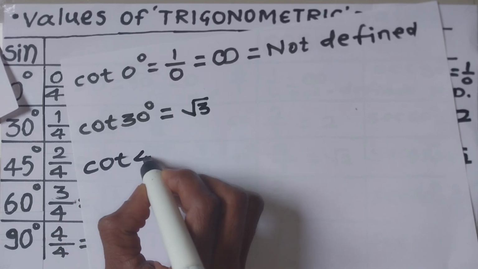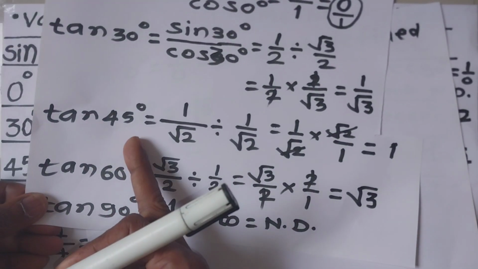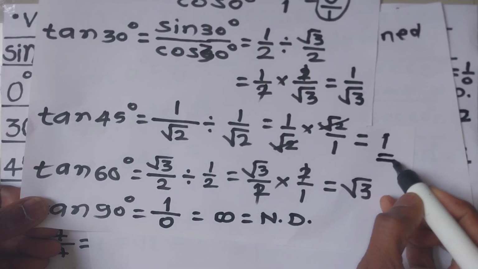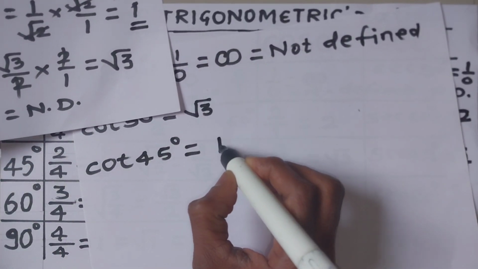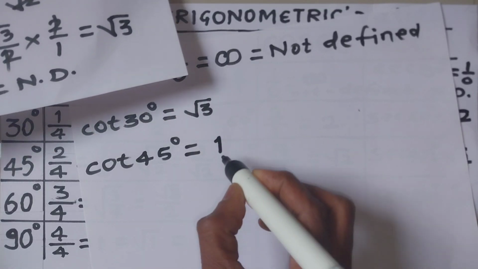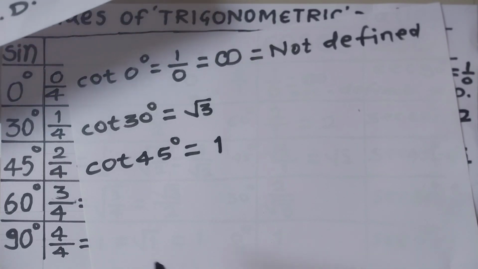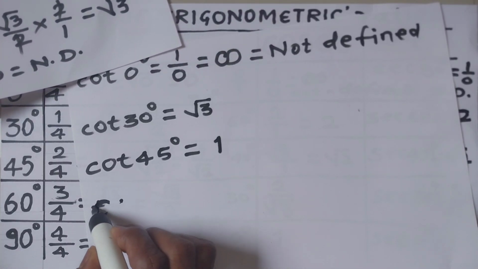Then we will find out cot 45 degree, that is the multiplicative inverse of tan 45 degree. Tan 45 degree means 1, that is 1 upon 1. Therefore the multiplicative inverse of 1 upon 1 is 1 upon 1. Simply we write 1. Therefore this is cot 45 degree.